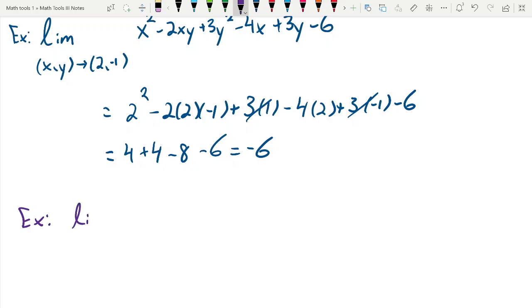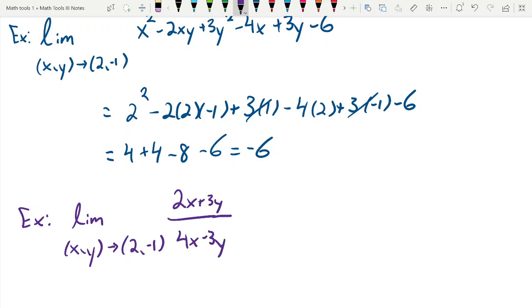So another example here, if we do the limit as (x, y) approaches (2, -1) of, let's say, (2x plus 3y) over (4x minus 3y). Okay, so we have a quotient function, top and bottom both polynomials here, linear functions in fact. So again, we can take the limit of the top and the limit of the bottom.